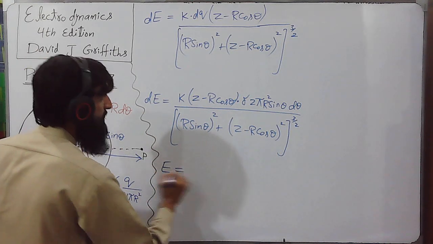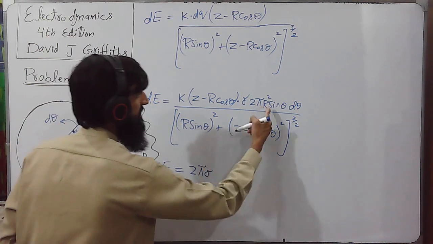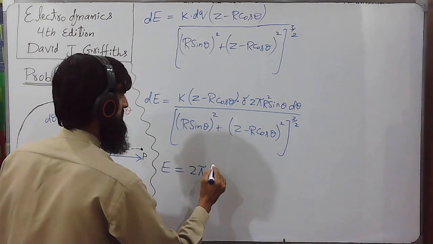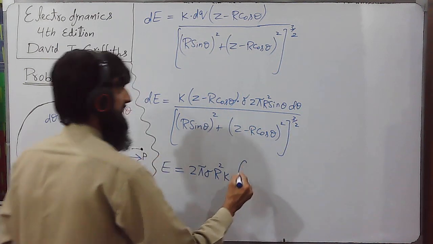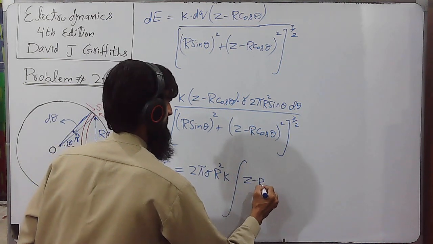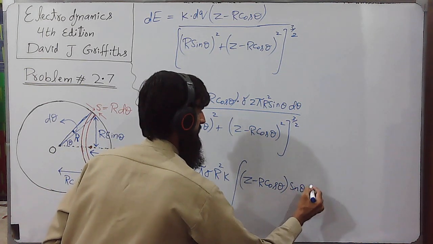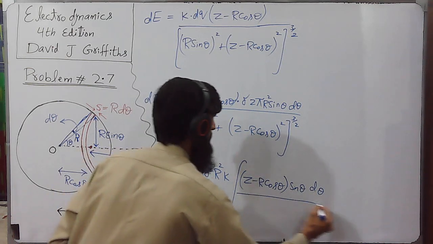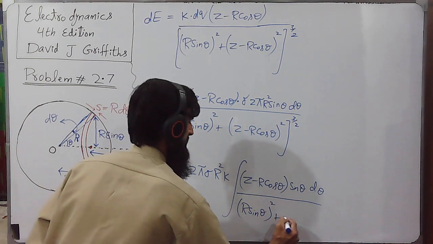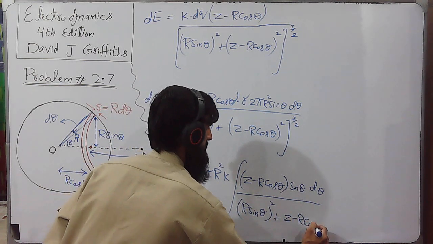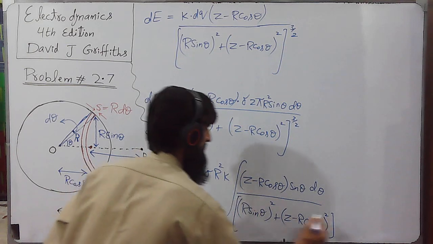So E will be equal to 2 pi sigma r square into K, integration, and now we will write here z minus r cos theta into sine theta d theta, whole divided by r sine theta whole square plus z minus r cos theta whole square, and the whole power 3 by 2 written here as it is.